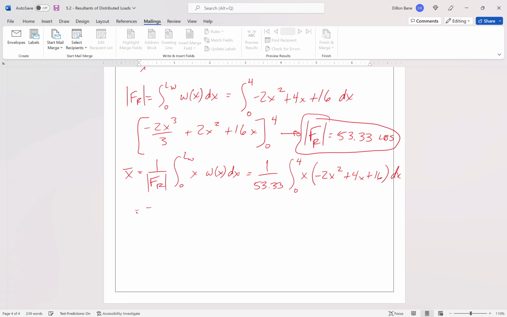What this comes out to be is, negative 1, or I'm sorry, not negative, just positive, 1 over 53.33 of negative x to the 4th over 2 plus 4x cubed over 3 plus 8x squared on the last term. Evaluate that from 0 to 4. X bar comes out to be 1.6 feet.